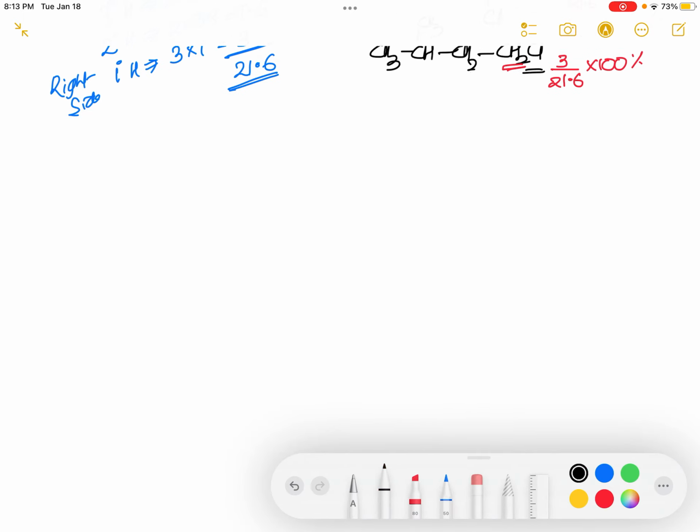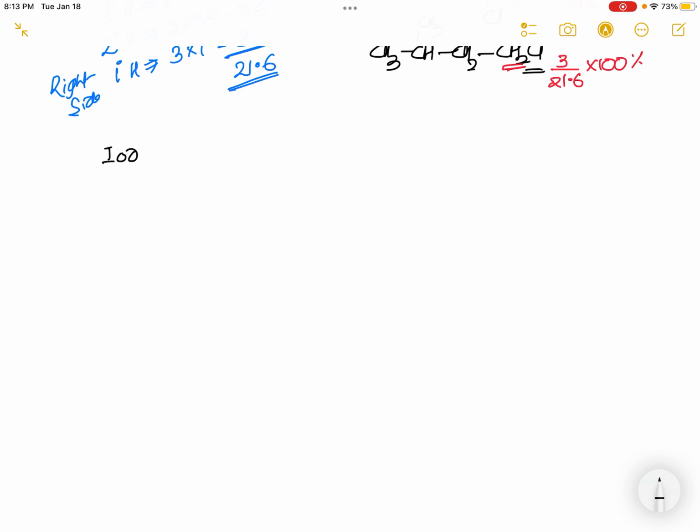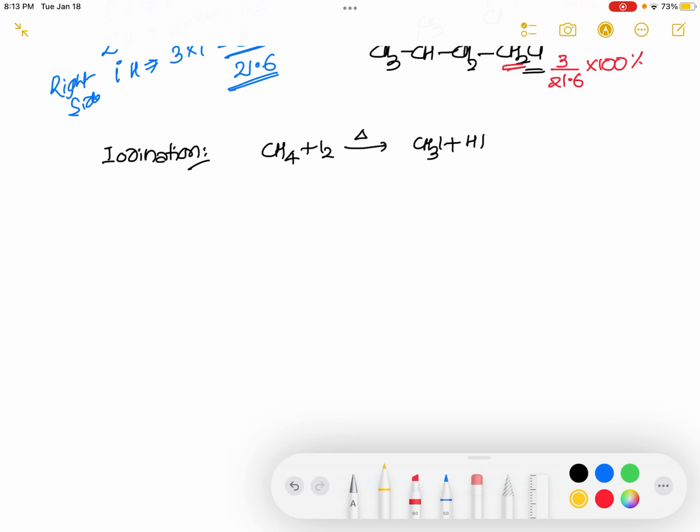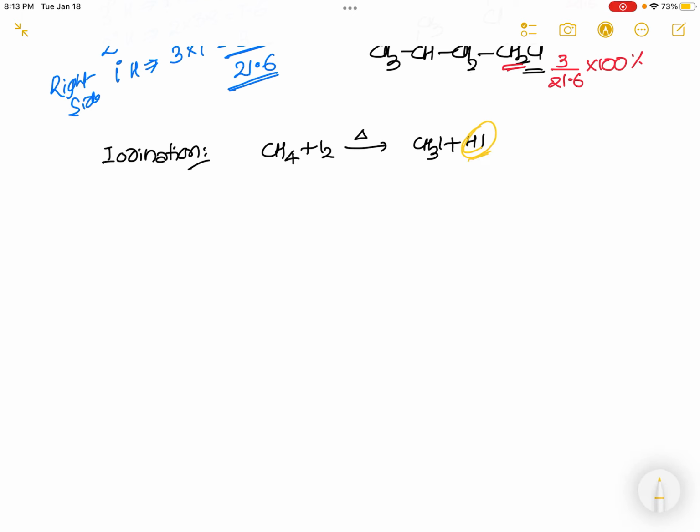Next, iodination. What is the problem with iodination? In iodination, for example, if you are taking methane and heating with iodine, then CH3I plus HI is formed. The problem is that HI is a strong reducing agent, which reduces methyl iodide back into methane. So this reaction will become reversible because of HI. As HI is a strong reducing agent, it can reduce methyl iodide to methane.